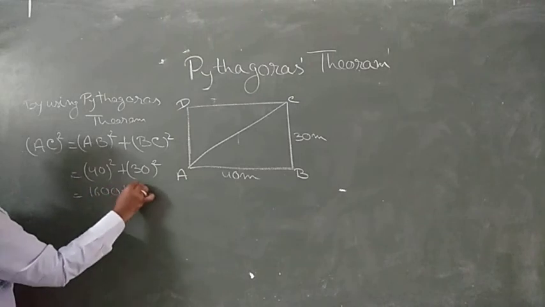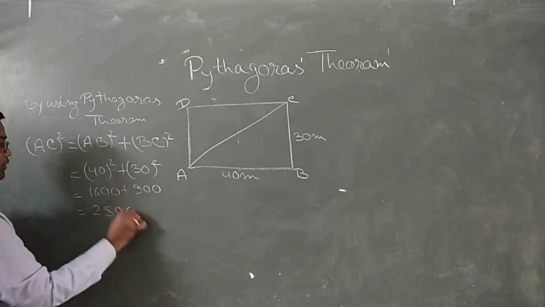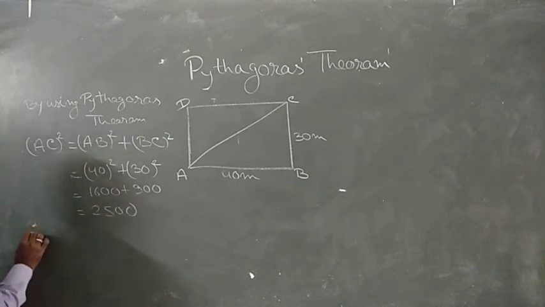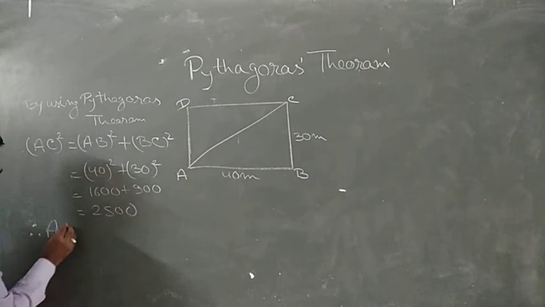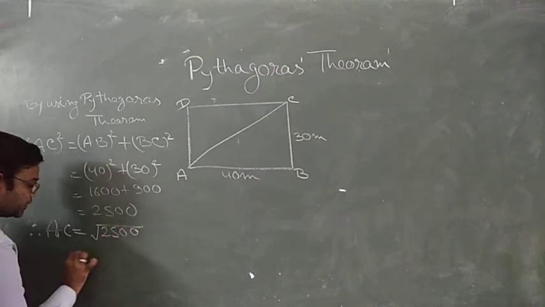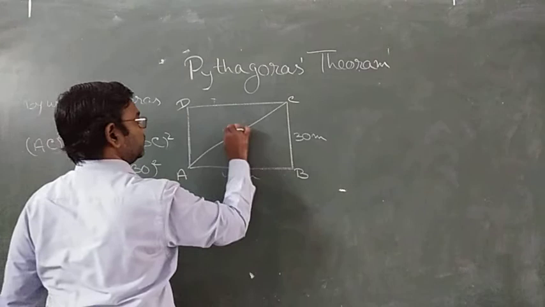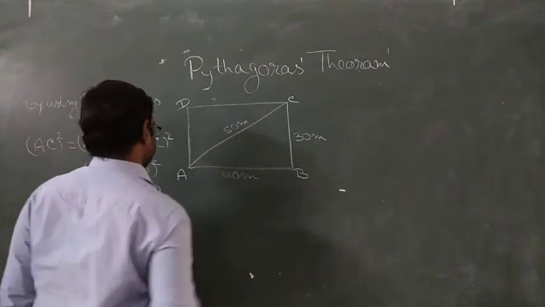1600 plus 900, it's 2500. So therefore AC equals to under root 2500, it's 50 meter. So we just found out this is your 50 meter.